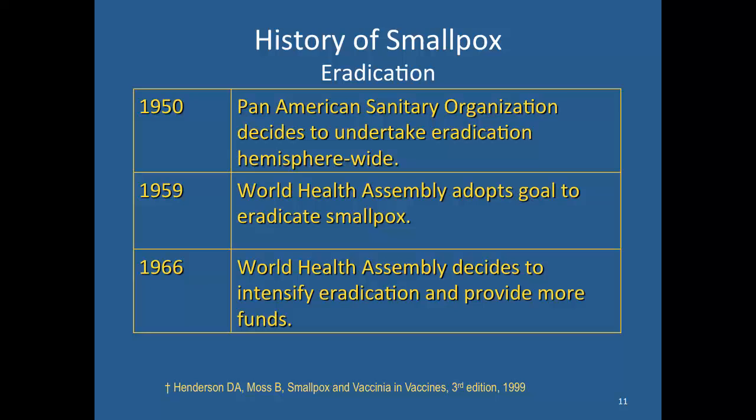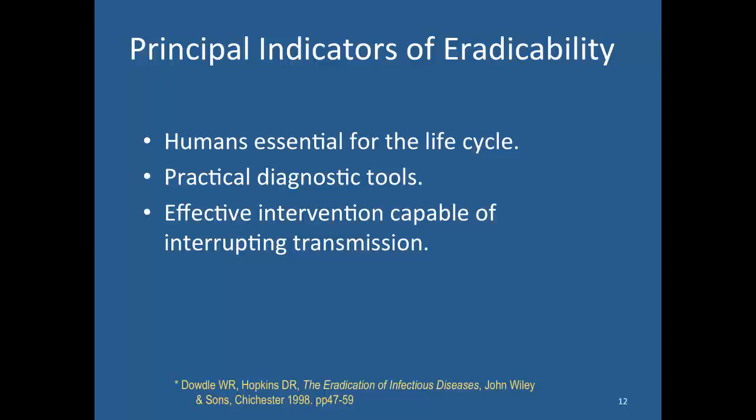In 1959, the World Health Assembly, which is an assembly within the United Nations World Health Organization, adopted the goal to eradicate smallpox. So 10 years after the Americas decided to do it, the UN said that the entire world could do this. And in 1966, the Assembly decided to intensify eradication and provide more funds. This was when they realized that this could actually be done in our lifetime and very quickly if the world worked together. What was necessary for this to happen?